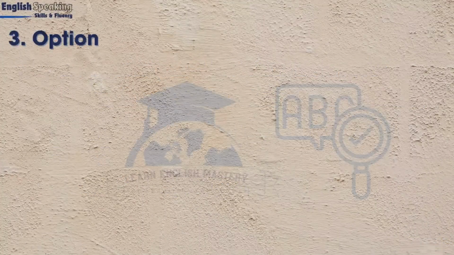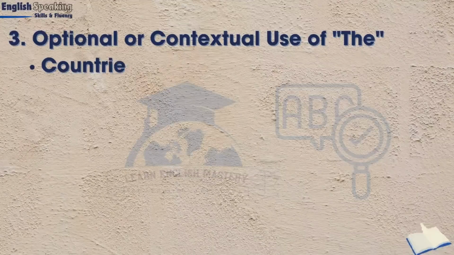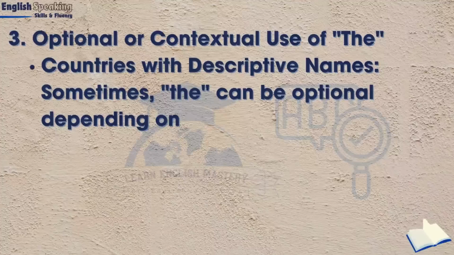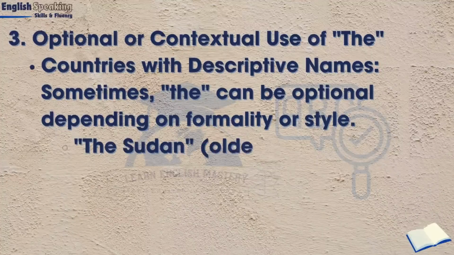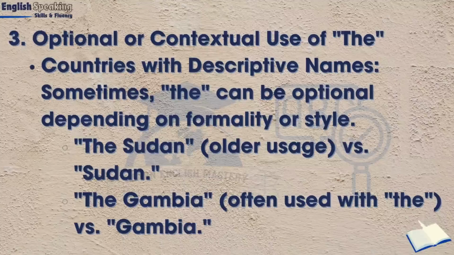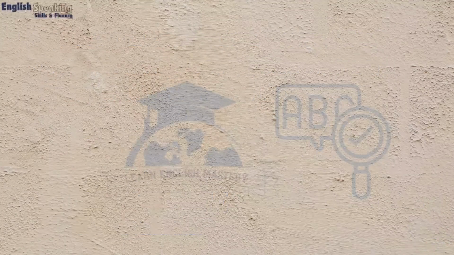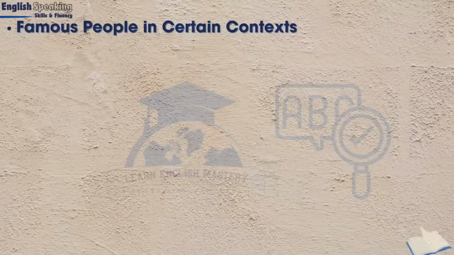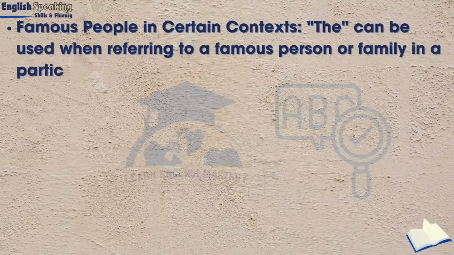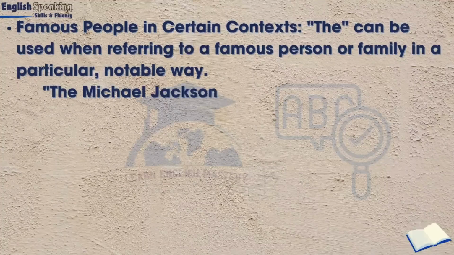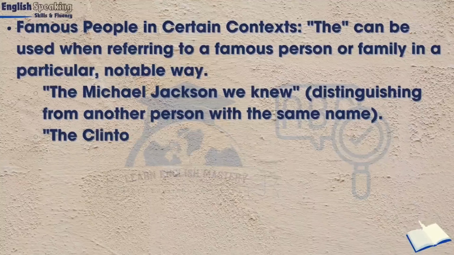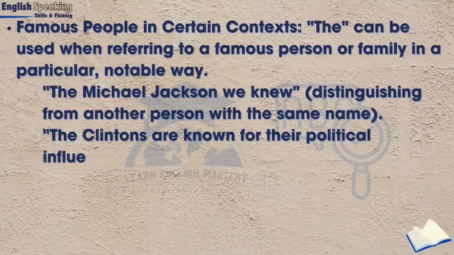3. Optional or contextual use of "the." Countries with descriptive names: sometimes "the" can be optional depending on formality or style. The Sudan, older usage, versus Sudan. The Gambia, often used with "the," versus Gambia. Famous people in certain contexts: "the" can be used when referring to a famous person or family in a particular, notable way. The Michael Jackson we knew, distinguishing from another person with the same name. The Clintons are known for their political influence.